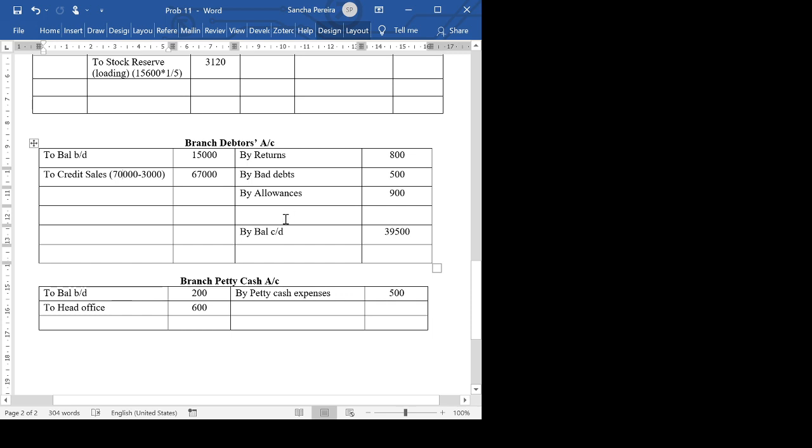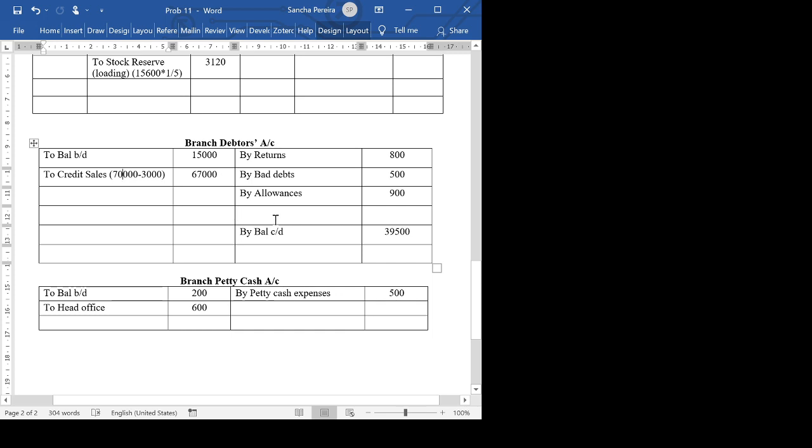RDD is just a provision. RDD is not a transaction. RDD is something that the head office is providing for a certain percentage or a certain amount of the debtors that may turn bad. It has already not turned bad. It's not like bad debts. They've already turned bad. This RDD is just a provision that we are making. All this has actually taken place.